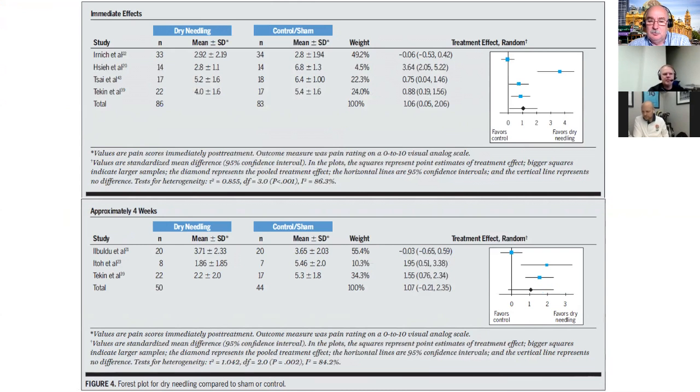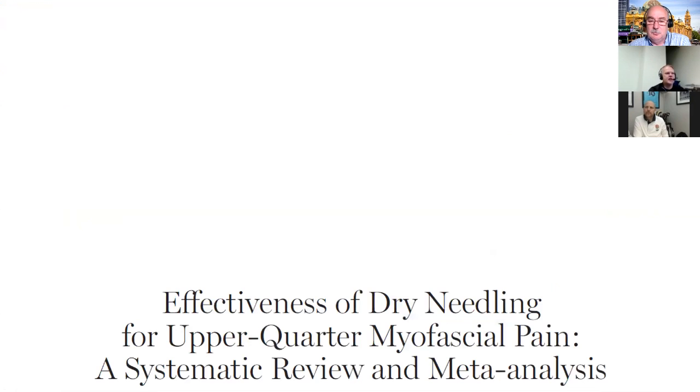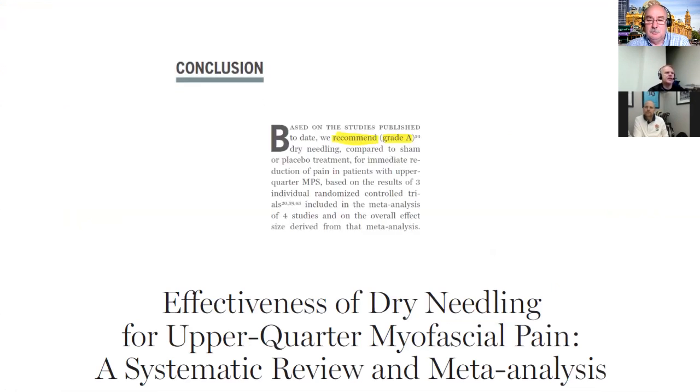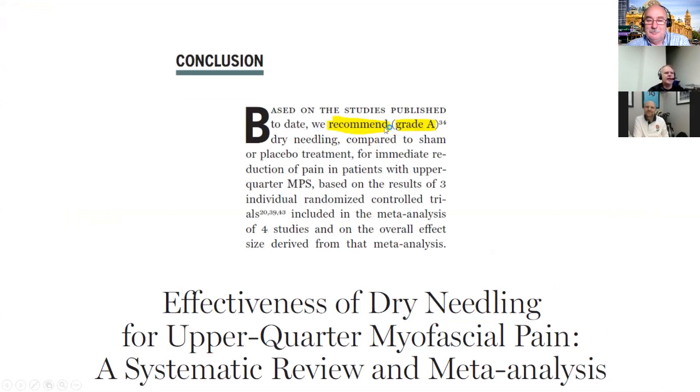But probably because you haven't been taught how to read a forest plot, like most of us, you jump to the conclusion and you say, now these bozos have said, we have a grade A, whatever the hell a grade A recommendation is, but it sounds pretty good. A grade A recommendation for dry needling compared to sham or placebo for immediate. Well, I better go straight out and do one of those weekend courses in it. I mean, you'd be perfectly entitled to think that that was real.